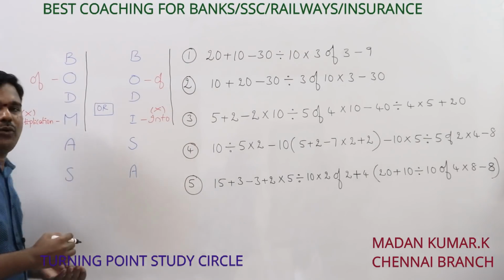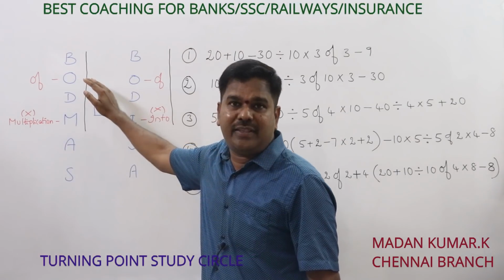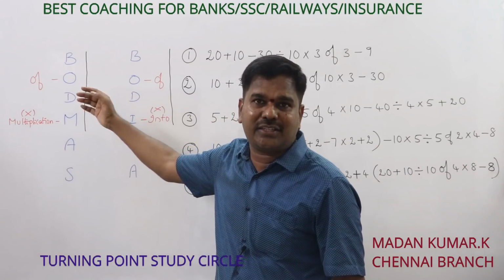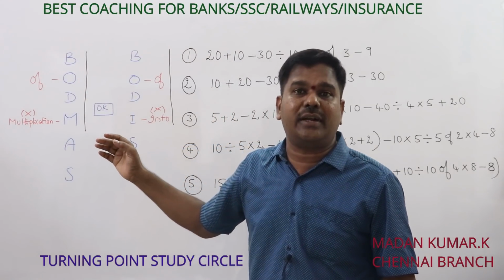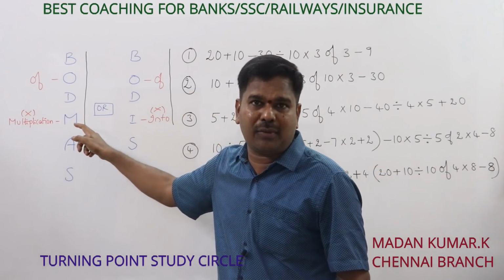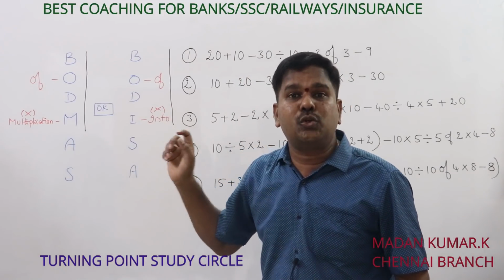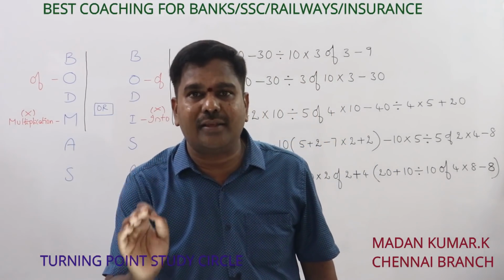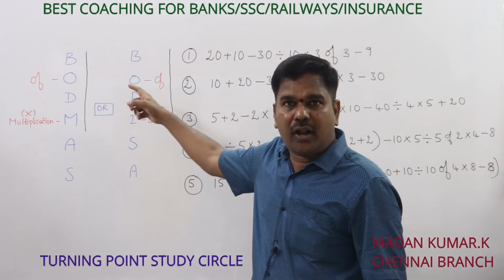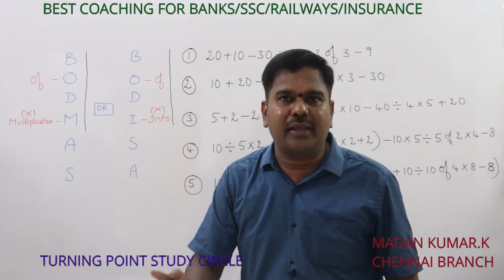everybody has to follow the same pattern. First brackets, next wherever of is there, we need to go ahead with the multiplication. Next we need to go ahead with the division. Then wherever the into symbol is there, we need to go ahead with the multiplication. Though of and multiplication are the same, both should not be used simultaneously.